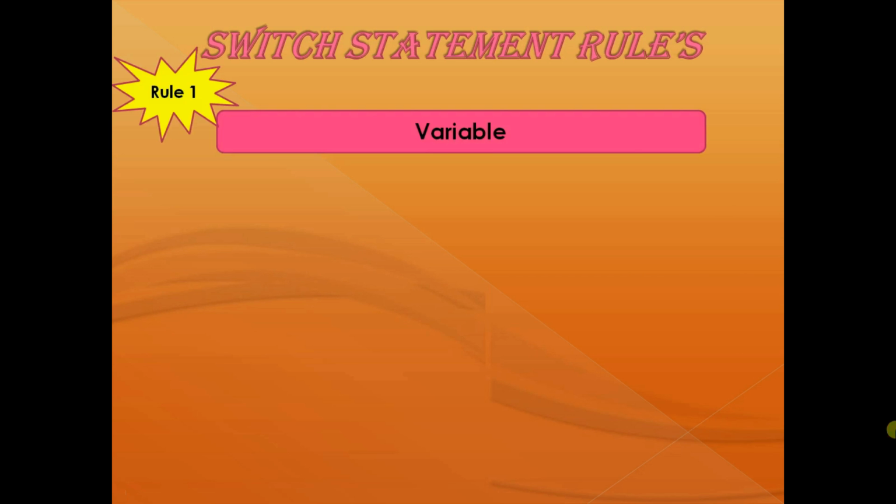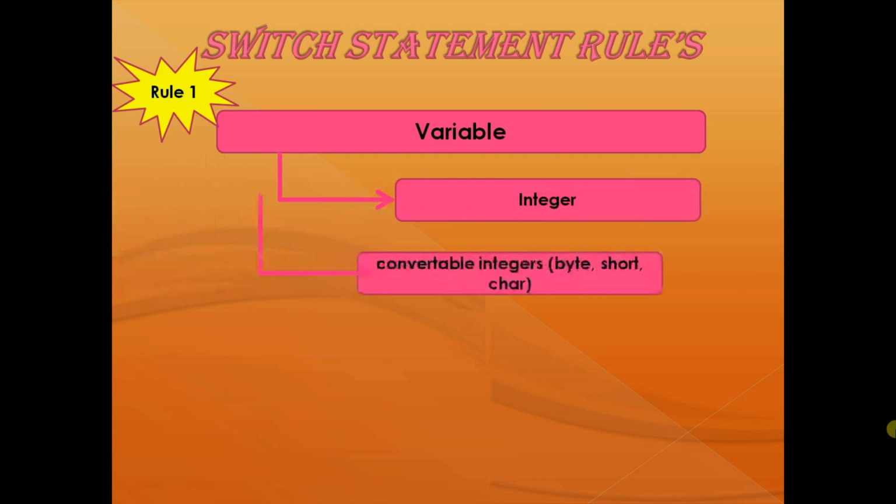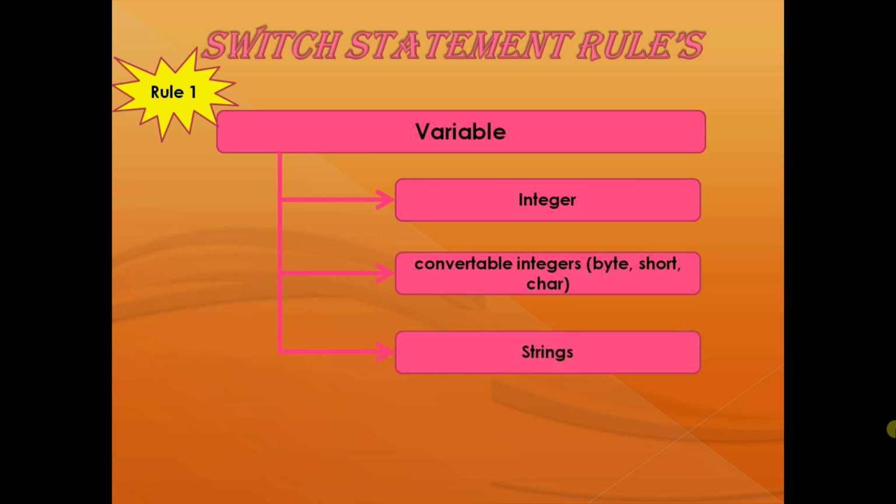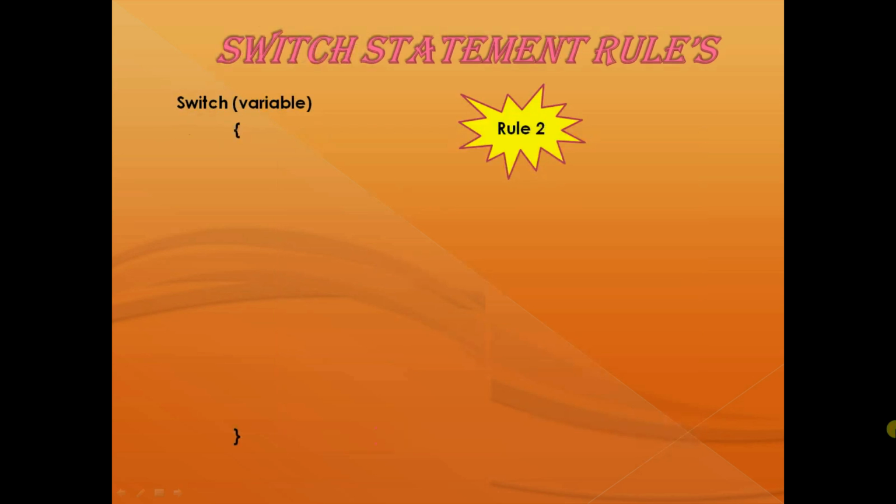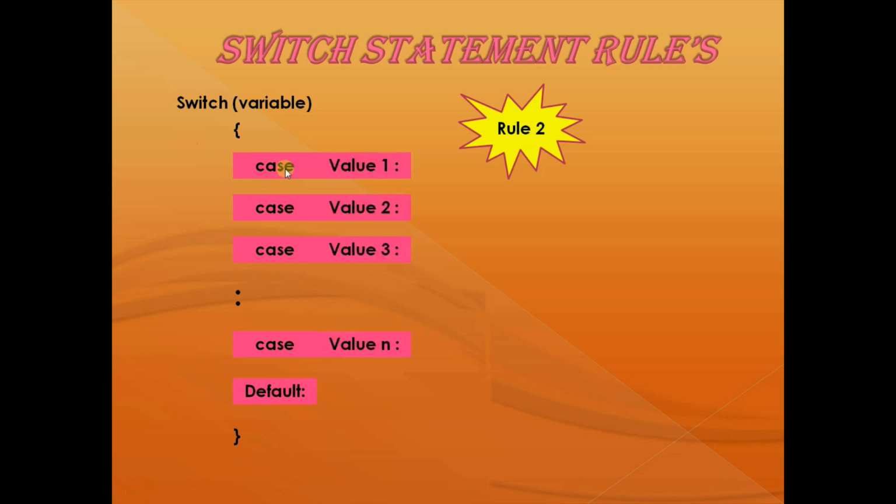The first rule is that the variable used in a switch statement can only be an integer or convertible integer, that is byte, short, character or strings and enum types. So this is the first rule. The next rule is you can have any number of case statements within a switch statement. Each case is followed by the value to be compared to and a colon.